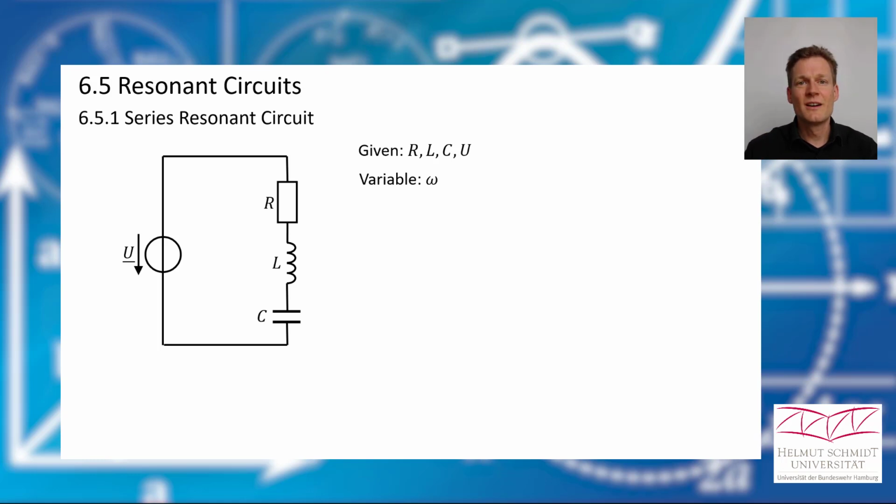And obviously, when we have a voltage source and a passive load connected to it, there will be a current. And this current can be calculated with Ohm's law, and the total impedance of our series circuit is just the sum of the single impedances.